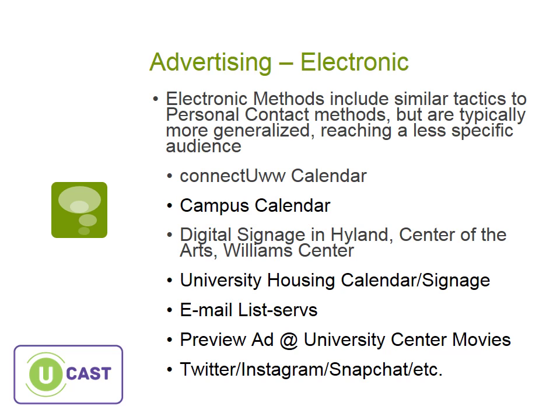Email listservs would be an option. Maybe consider doing a preview ad at the University Center movies, reaching a demographic of students who, again, like to attend fun things on campus and may have some connection through that movie to your organization or its event. And then, of course, Twitter, Instagram, Snapchat, and any other social media platform that's really being used by students currently is a great way to get a broad-based advertising effort out there.